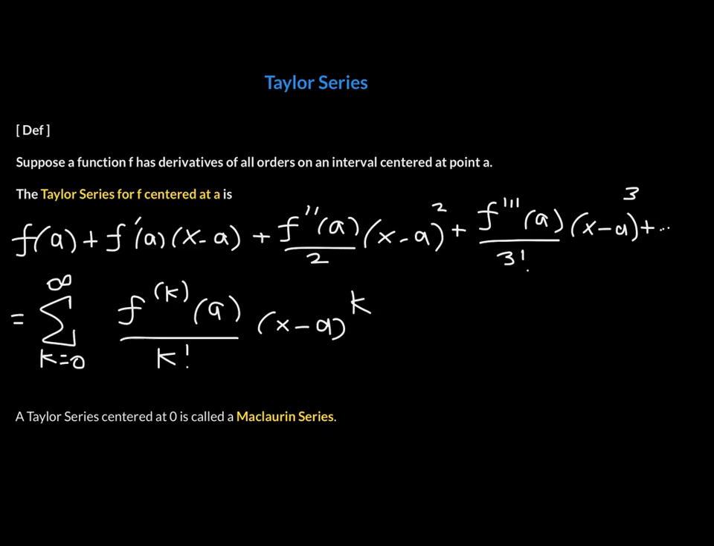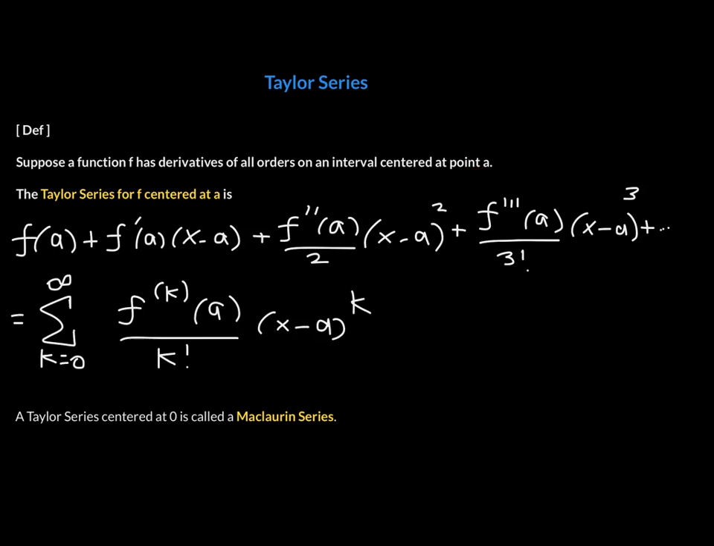Okay, so we have the definition for a Taylor series here. I do want you to remember that we already defined Taylor polynomials of order n. This is super similar. Suppose a function f has derivatives of all orders. When we defined a Taylor polynomial in a previous lesson, we said f has derivatives up to order n. But now we're saying of all orders on an interval centered at a point a. So a is the center of the series.